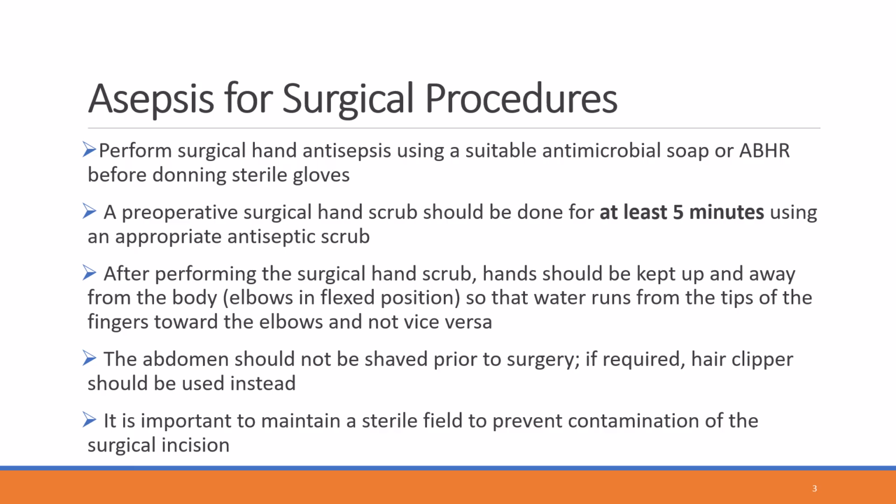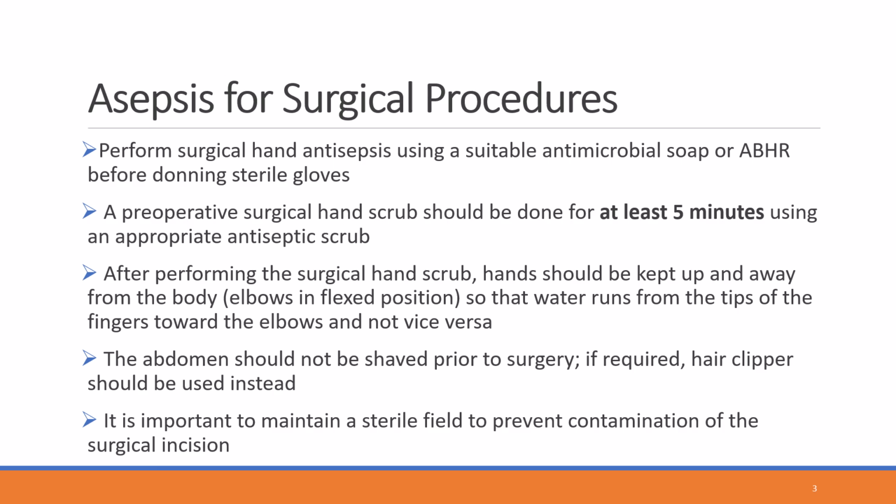Perform surgical hand antisepsis using a suitable antimicrobial soap before donning sterile gloves. A preoperative surgical hand scrub should be done for at least 5 minutes using an appropriate antiseptic scrub. After performing the surgical hand scrub, hands should be kept up and away from the body, meaning elbows in flexed position, so that water runs from the tip of the fingers towards the elbow and not vice versa, not from the elbow to fingers. The abdomen should not be shaved prior to surgery, and if required, hair clippers should be used instead.